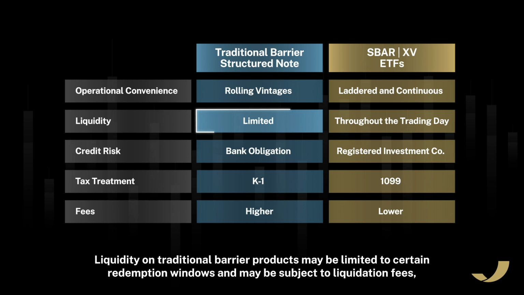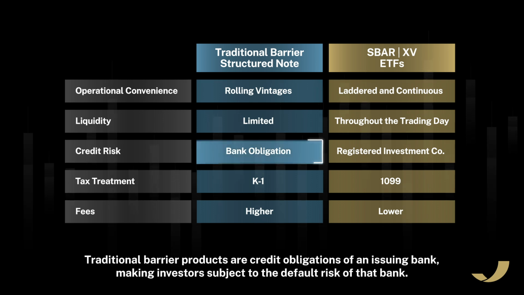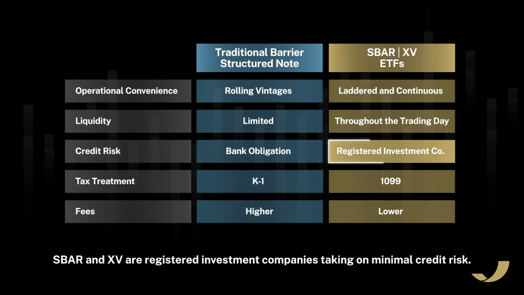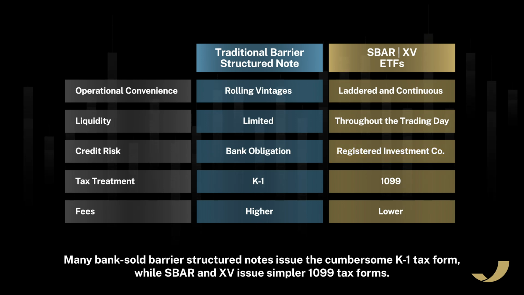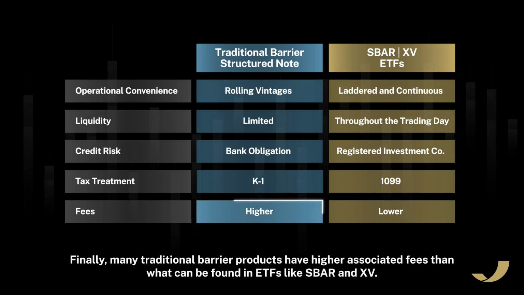Liquidity on traditional barrier products may be limited to certain redemption windows and may be subject to liquidation fees, while SBAR and XV are ETFs that trade continually throughout each trading day. Traditional barrier products are credit obligations of an issuing bank, making investors subject to the default risk of that bank. SBAR and XV are registered investment companies taking on minimal credit risk. Many bank-sold barrier structured notes issue the cumbersome K-1 tax form, while SBAR and XV issue simpler 1099 tax forms. Finally, many traditional barrier products have higher associated fees than what can be found in ETFs like SBAR and XV.